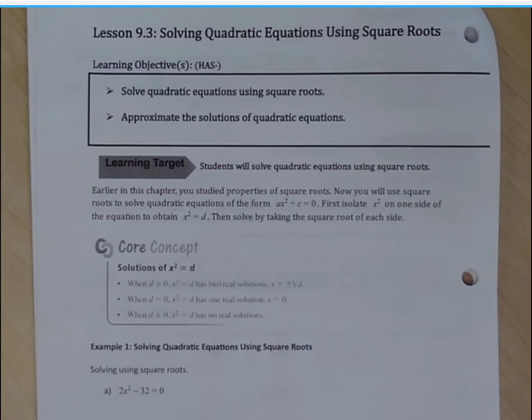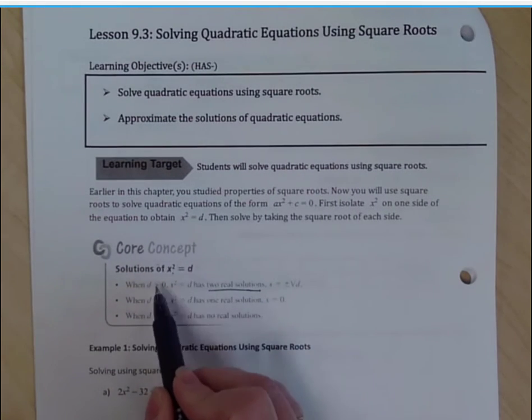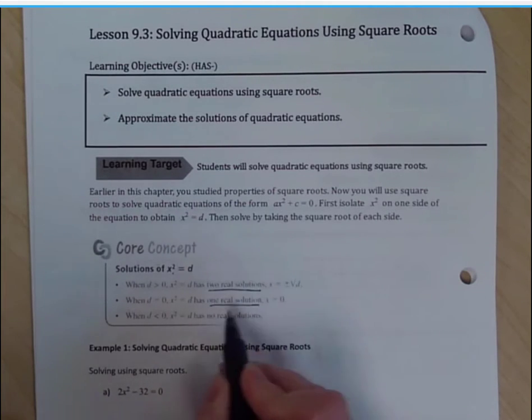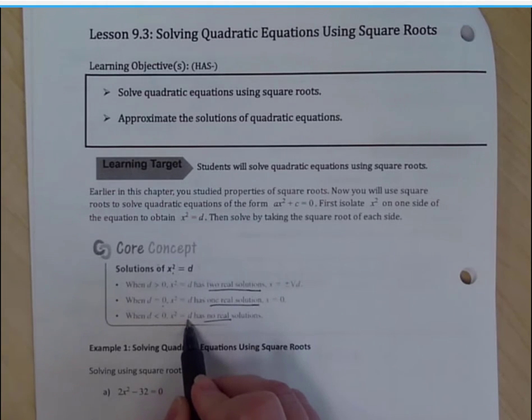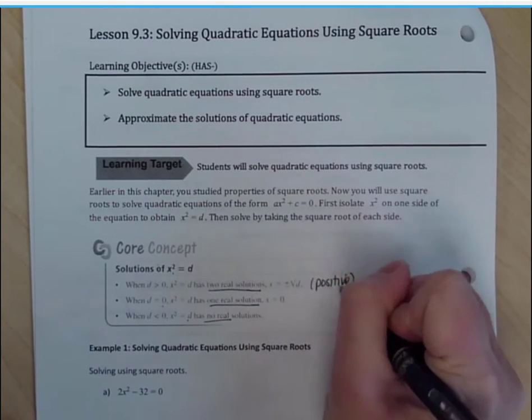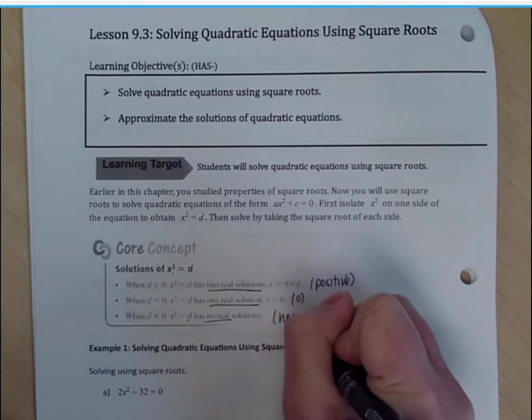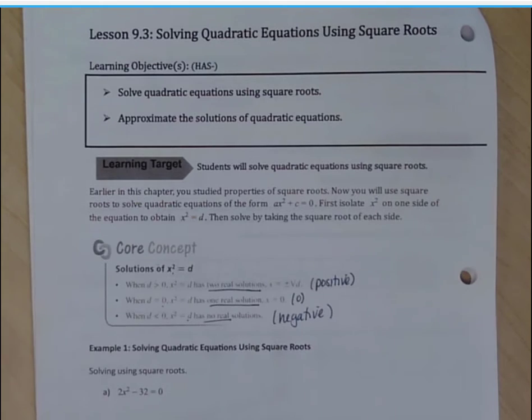In today's lesson, lesson 9.3, solving quadratic equations using square roots, we're going to find another way to solve quadratic equations. Now, you may end up with two real solutions when you have d greater than 0, one solution when d equals 0, and no solution when d is less than 0. So this is when we have a positive number, 0, or a negative number, because remember, we cannot find a square root of a negative number.